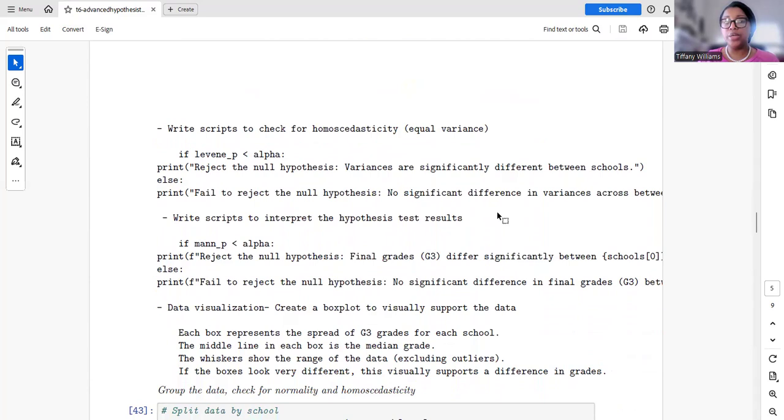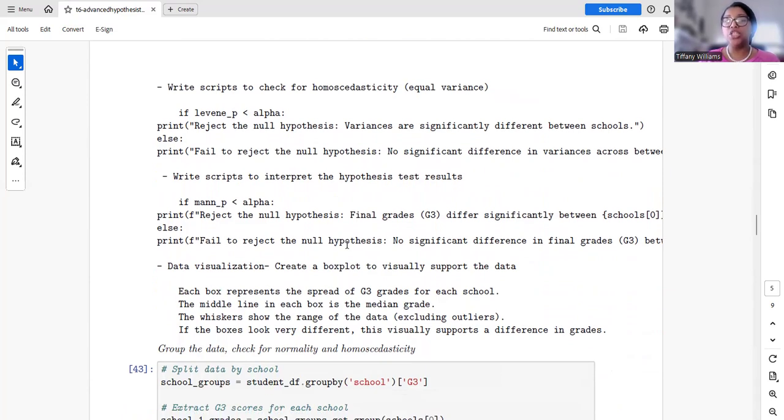And we can also use it to interpret the test results of the hypothesis test as well. And we can use it for data visualization, using a box plot to visually support the findings of the data. Some of the things that the box plot can tell us is the box spread represents the final grades for each school. We can see the median of the data, the range based on the whiskers, and we can see basically if it looks similar and if there are outliers.